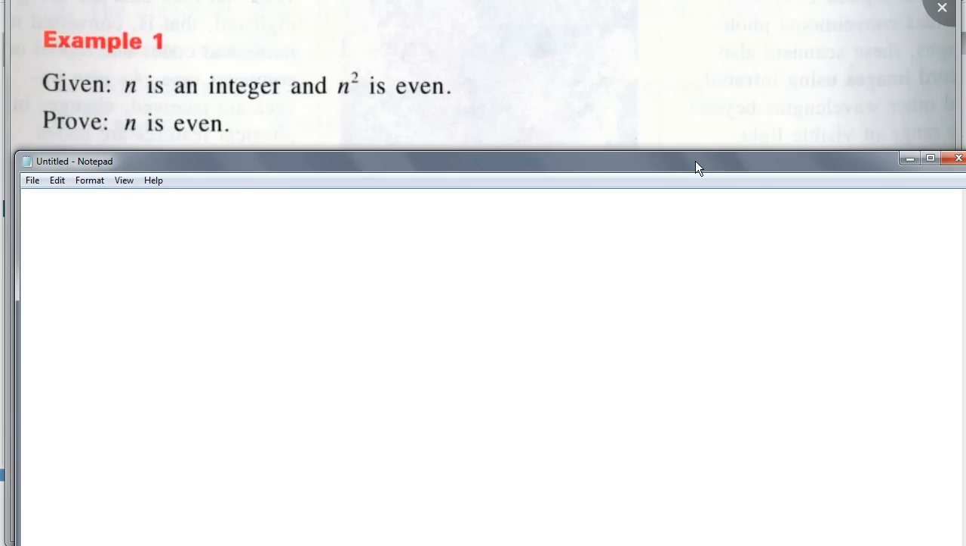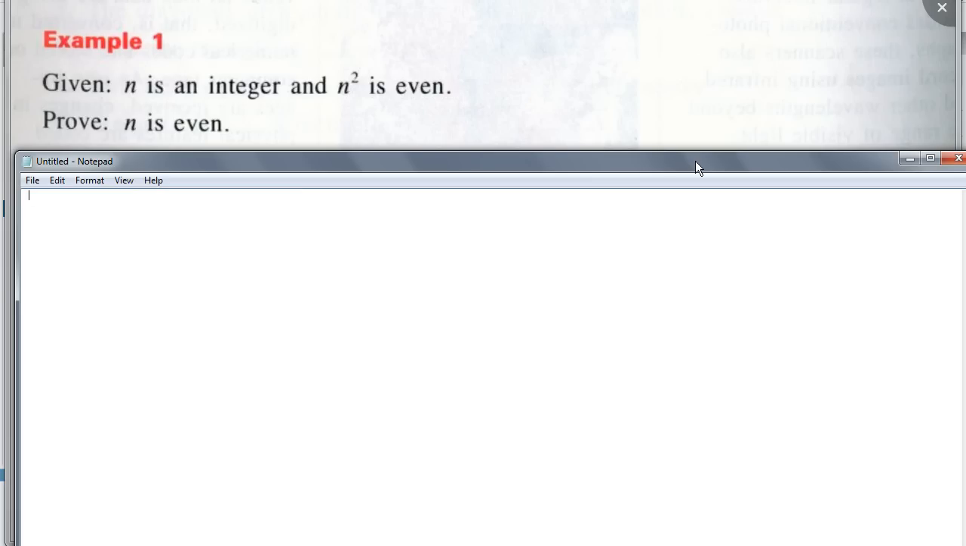So given n is an integer and n squared is even, we want to prove that n is even. Can you imagine trying to do this as a two-column proof? So we're going to use this method called proof by contradiction, or indirect proof. So what does the first step say to do? Somebody read that for us. It says assume temporarily that the conclusion is false.